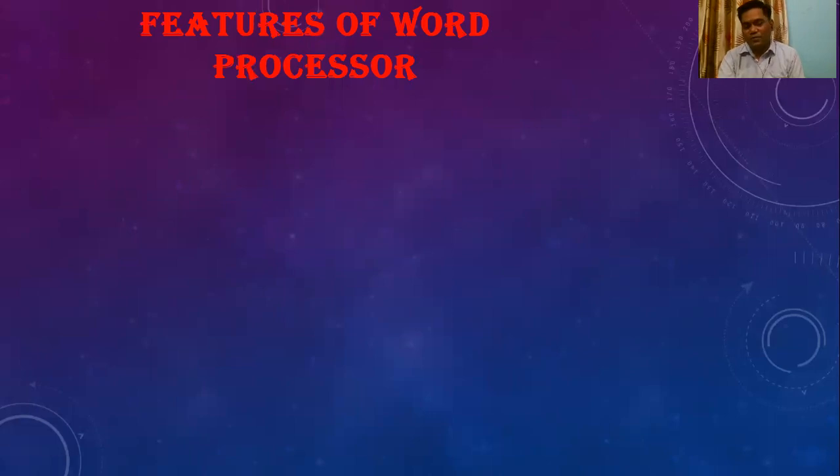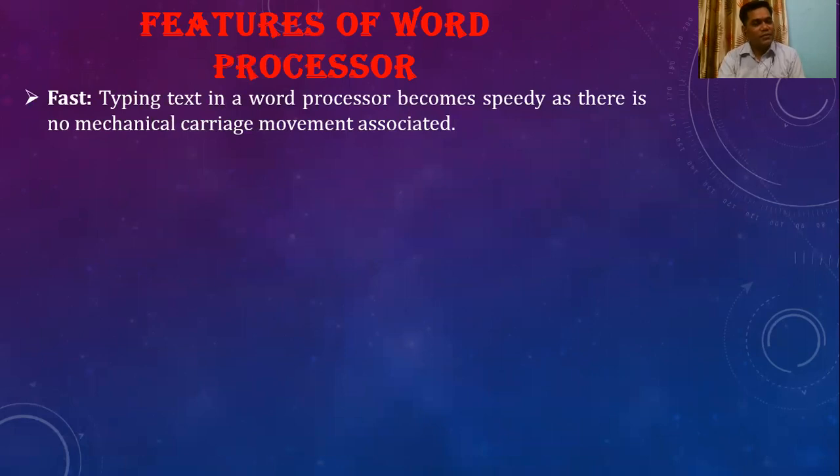Features of word processor. What are the features we have to know? First feature, it is fast. Typing text in a word processor becomes speedy as there is no mechanical carriage movement associated. You can type speedily, so it is very fast.